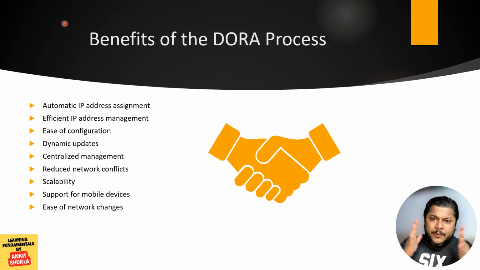Overall, the DORA process streamlines network management, enhances flexibility, and improves the efficiency of IP address allocation, which leads to a more reliable and easier to manage network. Now that we have understood the DORA process, its advantages, and how IP is assigned by the DHCP server, let's also understand the IP renewal process.